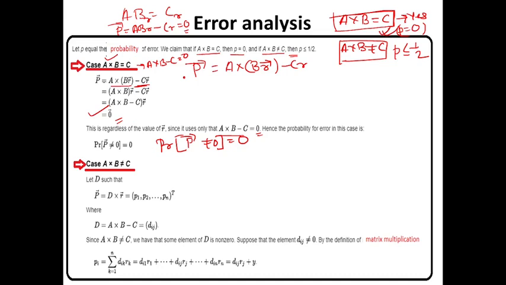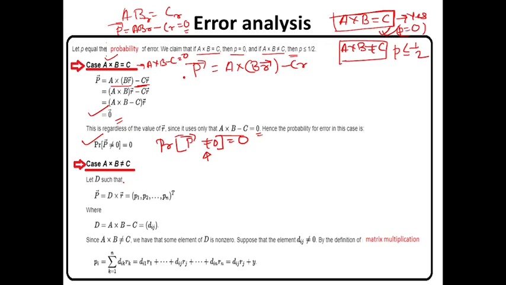That means, for the vector P, the probability that P is not equal to 0 is 0. So error is 0 in this case. So this is the meaning. Now let's say A cross B is not equal to C.